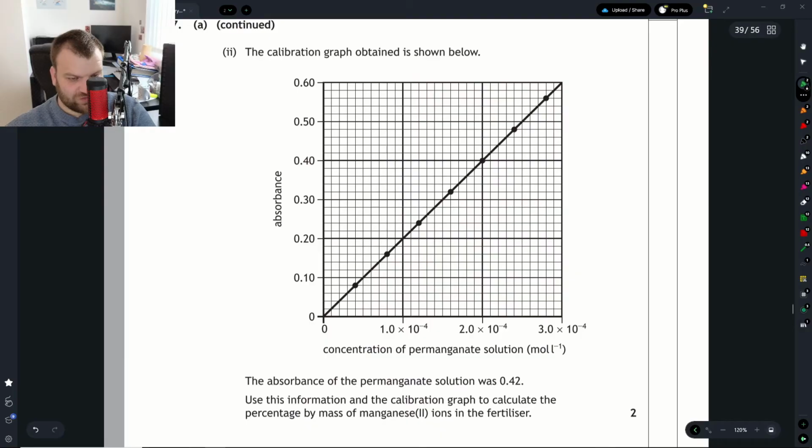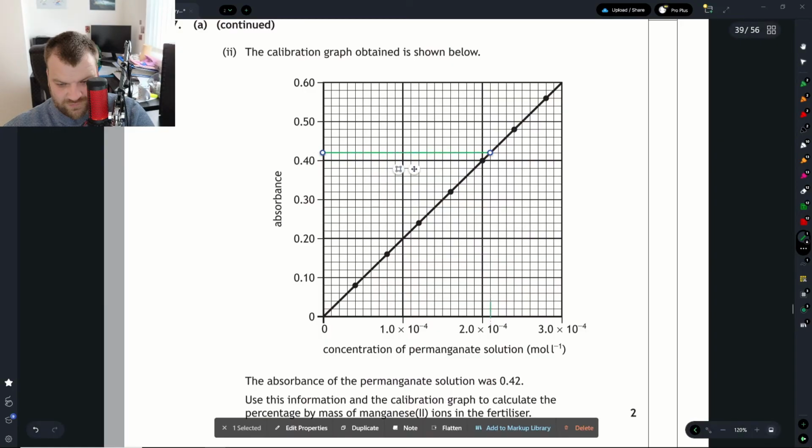Next up, we are reading off a graph. We're told the absorbance was 0.42. Now we've got one box up from the 0.4, run that across, run that down.